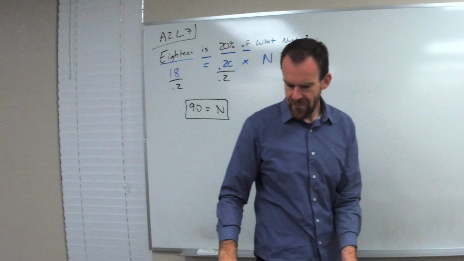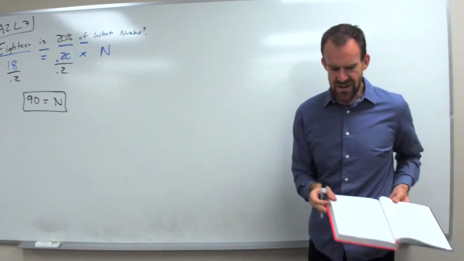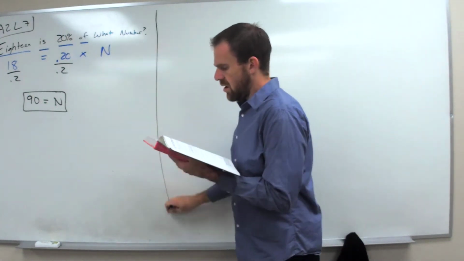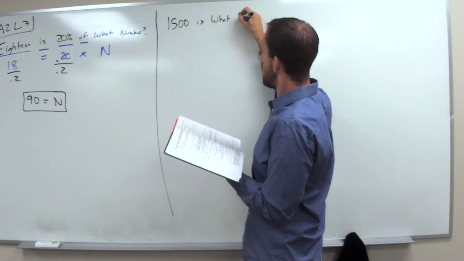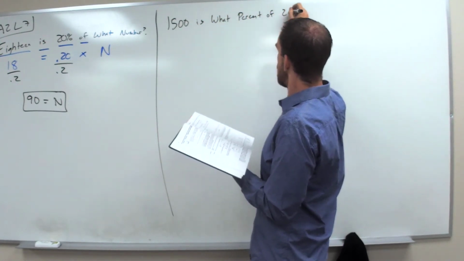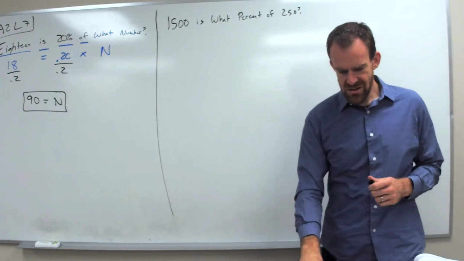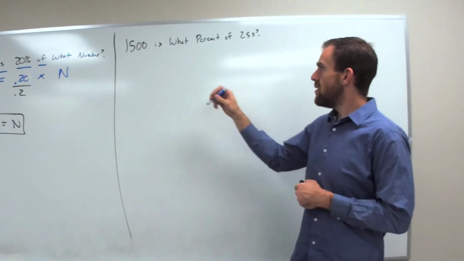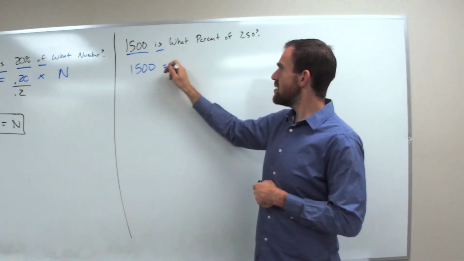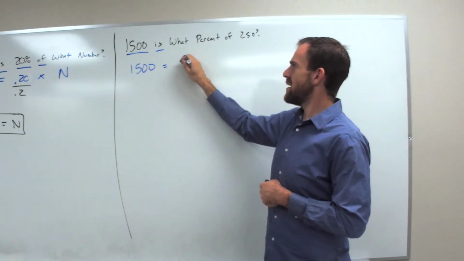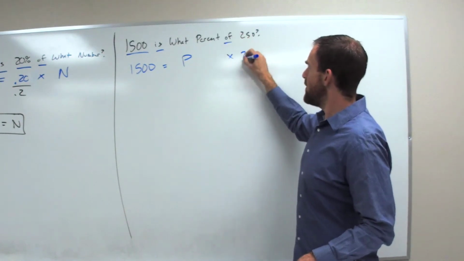Let's try another one, shall we? We have 1500 is what percent of 250? Again, first step, use our word problem keywords to undo this word problem. 1500 is still 1500. Is means equals. What percent? Well, that just sounds like P, right? That's an unknown. Of means times, and 250.